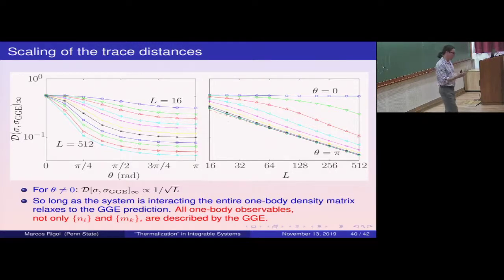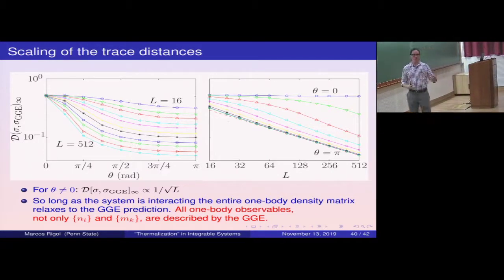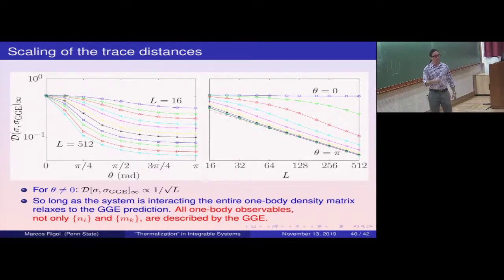Another message I want you to take from here is that hardcore bosons or the transverse field Ising model are not free fermions. Okay, they are mappable to free fermions, but there are things that are different, and this is one of them, because the one particle density matrix of the free fermions evolves unitarily, not for the hardcore bosons. Okay, and with that, I'm going to stop.